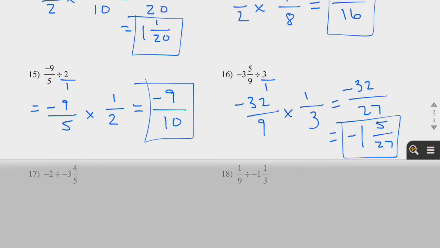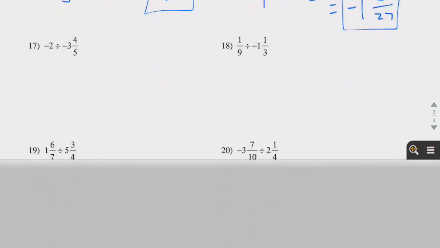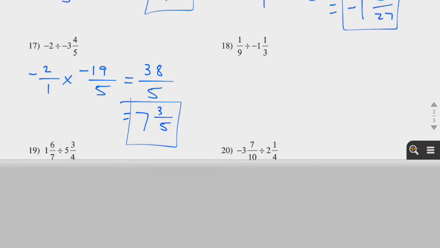Okay, number 17. Negative 2 divided by negative 3 and 4/5. So let's go ahead and write that negative 2 over 1 times 5 times 3 is 15, plus 4 is 19, so we write negative 19 over 5. And nothing can reduce, so we just multiply straight across. 2 times negative 19 gives us 38 over 1 times 5 is 5, and it's a positive 38 because it's a negative times a negative. 5 goes into 38 7 times with 3 left over, 5. 7 3/5 is our final answer for number 17.